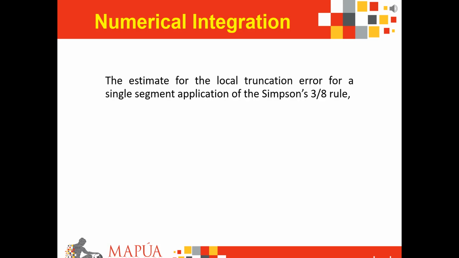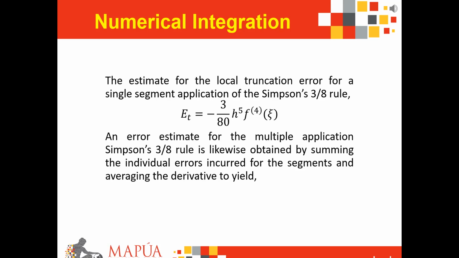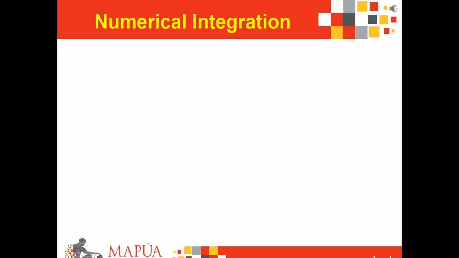This is the truncation error this time for a 3/8 rule. Using a single 3/8 rule, this would be your error. And again, that error accumulates the moment you use multiple application 3/8 rule, which should eventually give you something like this formula. And again, requiring you an average of fourth derivative integral, okay, for the 3/8 rule.